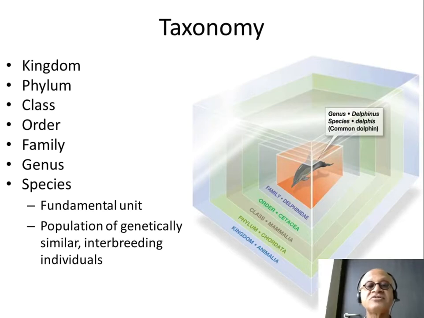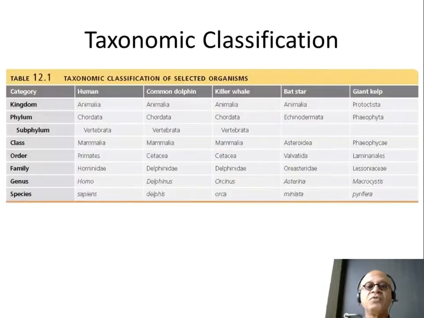So we'll look at a table to see how many common things we have. We are Animalia, but how many common things we have in this classification system with the other species. So here it is, the taxonomic classification example. Here we have the categories: kingdom, phylum, and you also have subphylum, class, order, family, genus and species. Look at humans: common dolphin, killer whale, bat star, which is like a starfish or a sea star, and giant kelp, which is a plant that grows in the ocean, coastal waters, or shallow waters.